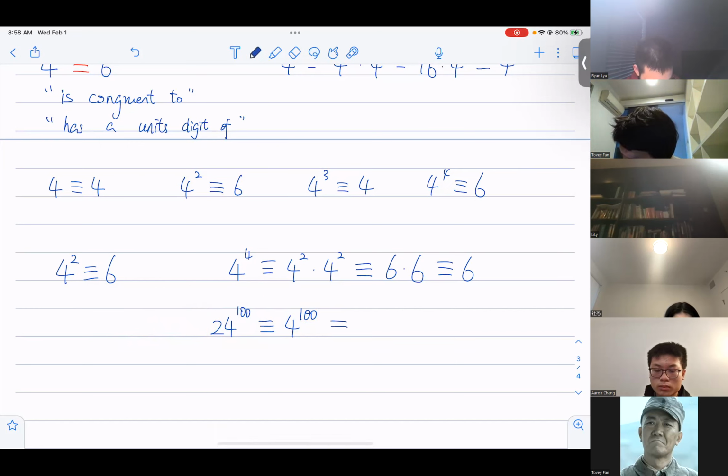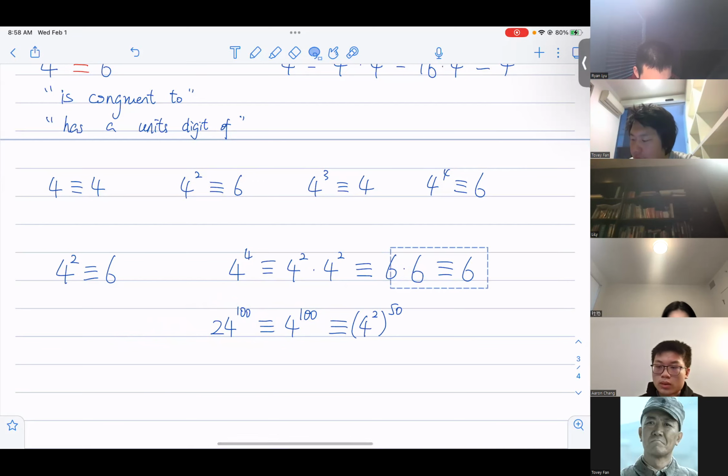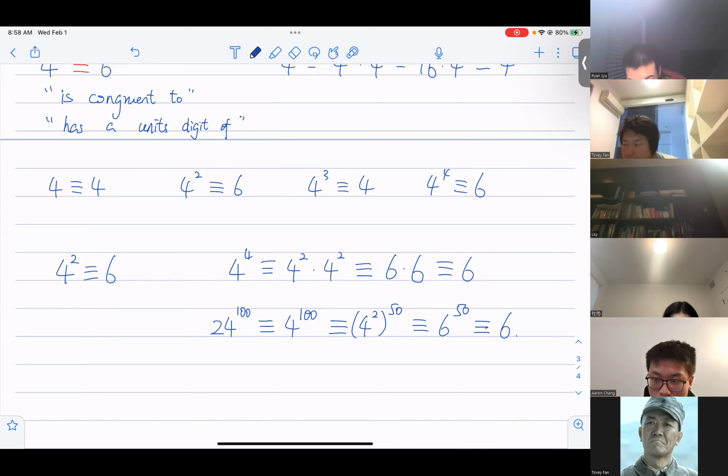And then it is congruent to 4 squared to the 50th. Okay, the reason why we choose 4 squared is because 4 squared has a unit digit of 6, and 6 times whatever is 6, right? So 4 squared has a unit digit of 6 to the 50th, and we know 6 times whatever is always 6. So the answer is 6. Okay, see if that makes sense?